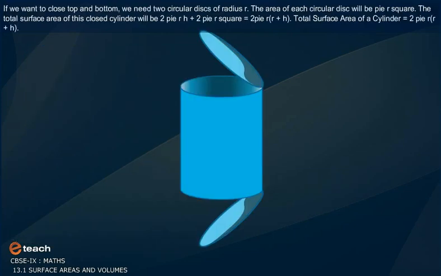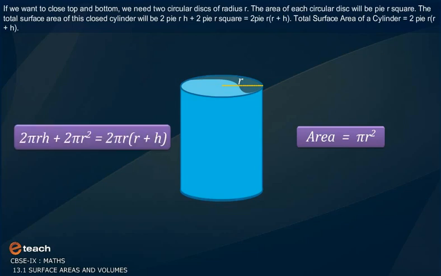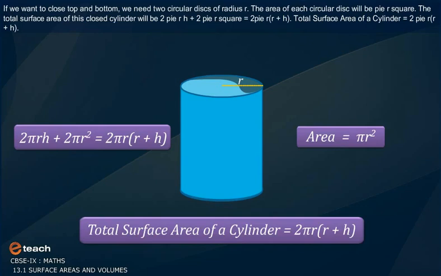If we want to close top and bottom, we need two circular discs of radius r. The area of each circular disc will be pi r square. The total surface area of this closed cylinder will be 2 pi r h plus 2 pi r square, which is equal to 2 pi r into bracket r plus h. Total surface area of a cylinder is equal to 2 pi r into bracket r plus h.